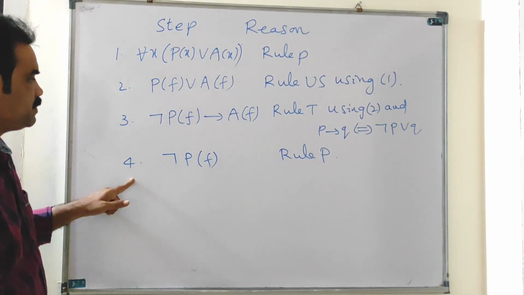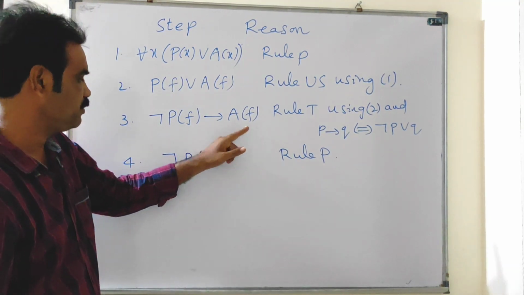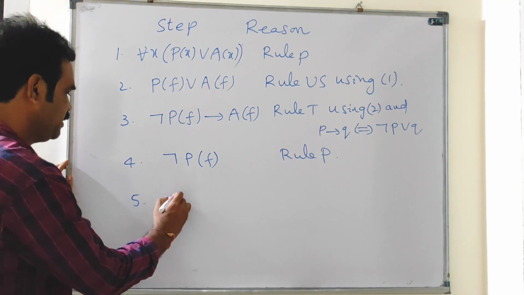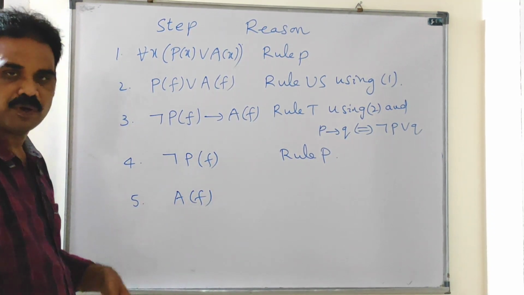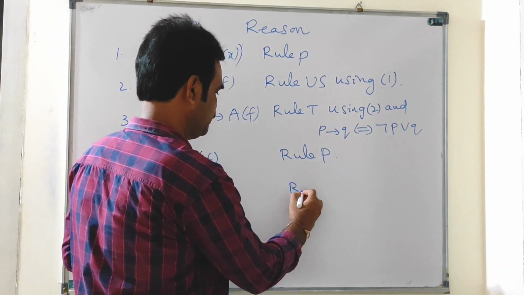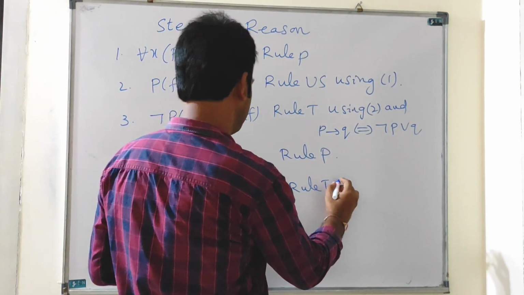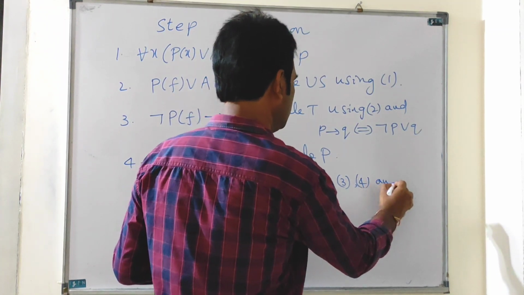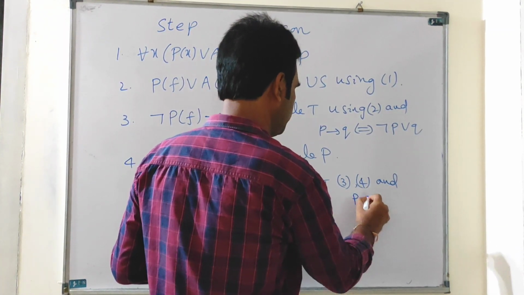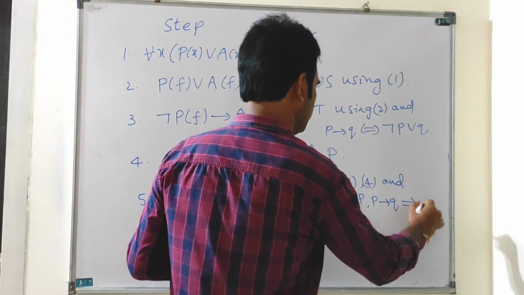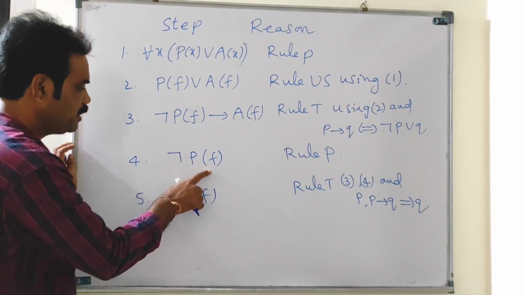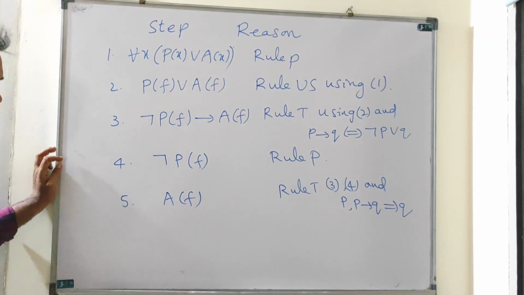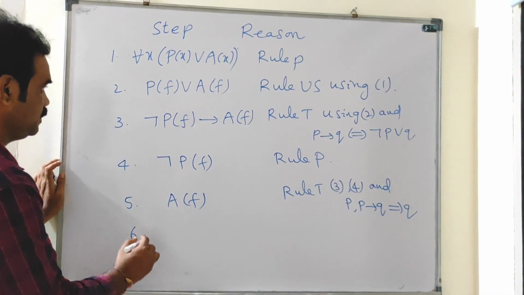See the third and fourth steps. Negation P of F implies A of F, and negation P of F. This is by modus ponens, rule T, using 3 and 4. Modus ponens means P implies Q, P, therefore Q. Negation of P of F, negation of P of F implies A of F, therefore A of F by modus ponens.